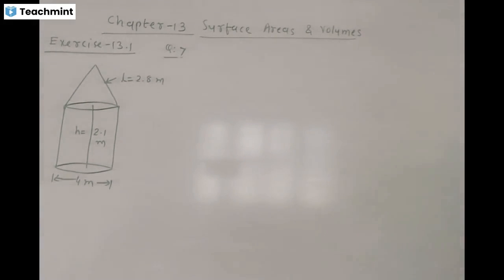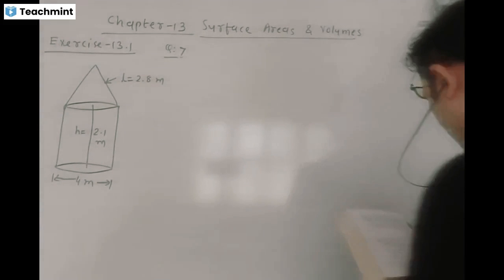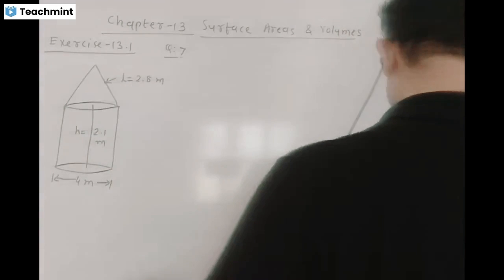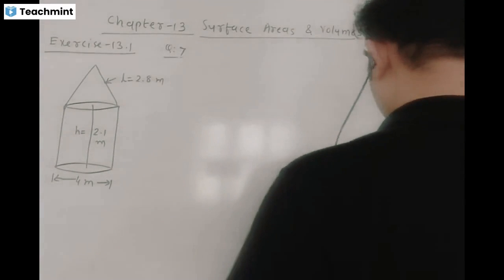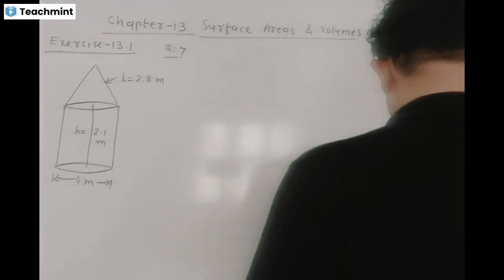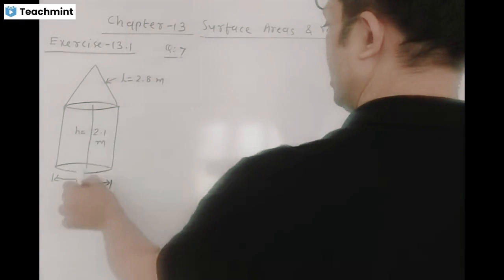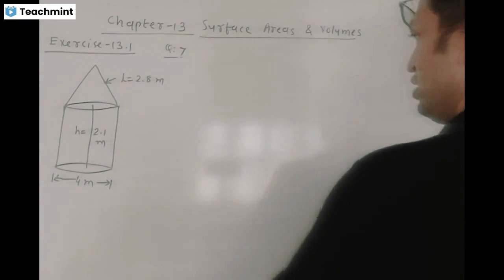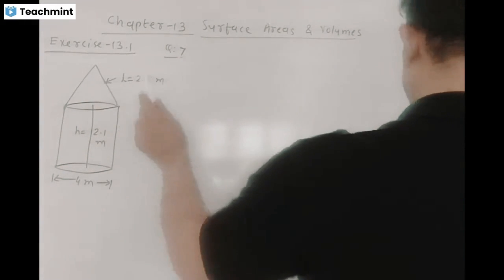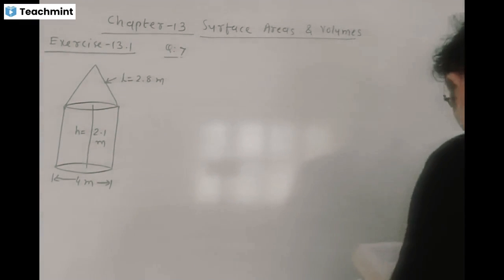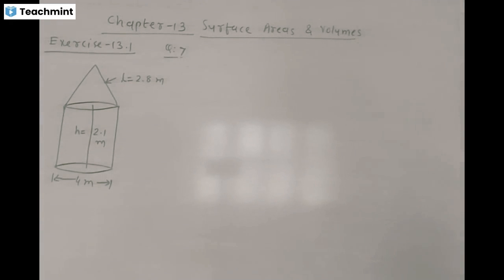Note that the base here... A tent is in the shape of a cylinder surmounted by a conical top. If the height and the diameter of the cylindrical part are 2.1 meter and 4 meter respectively, and the slant height of the cone, that is l, is equal to 2.8 meter, find the area of the canvas used for making the tent. Also find the cost of the canvas at rupees 500 per meter square.